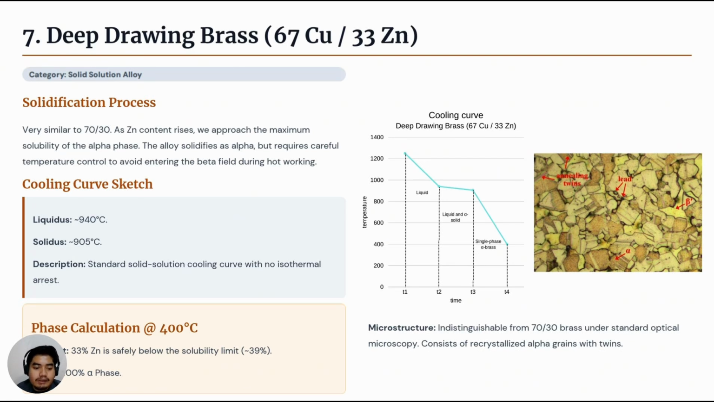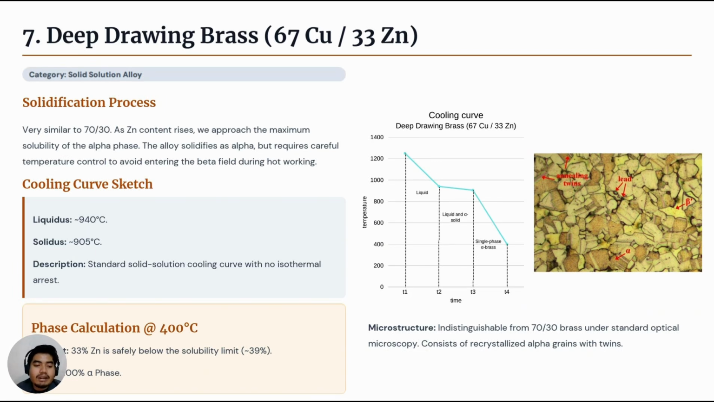Microstructure image. The microstructure is indistinguishable from 70-30 brass under optical microscopy. It consists of recrystallized alpha grains with prominent annealing twins, which are characteristic of FCC materials like brass.